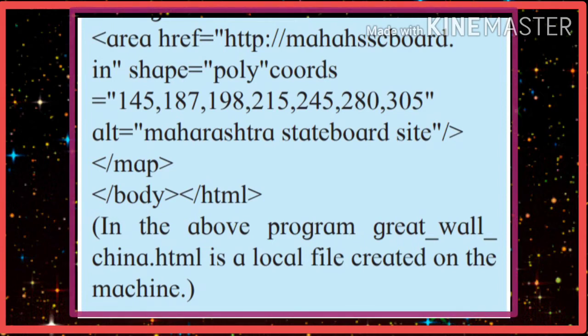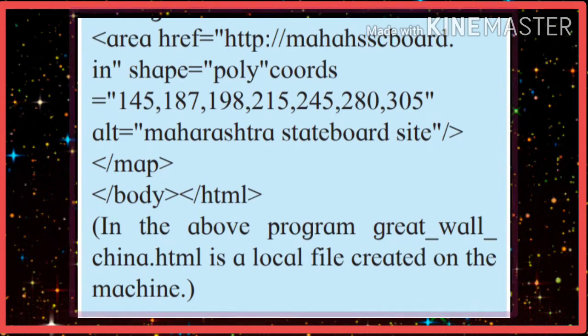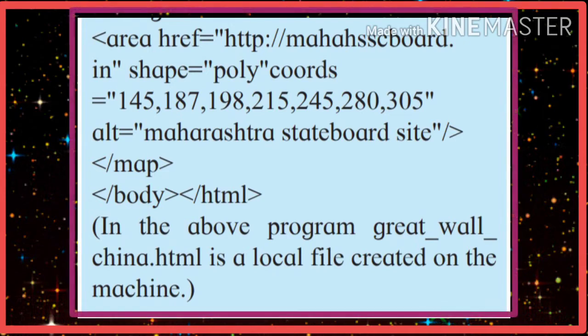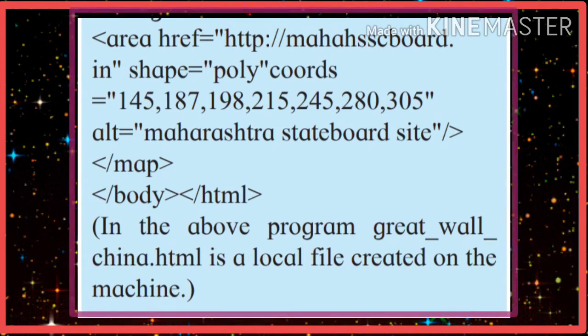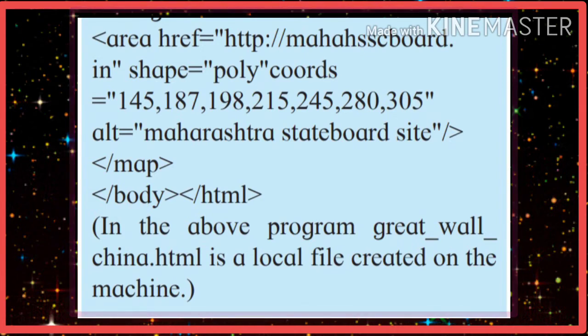This area tag also contains 3 attributes: href, alt and coords. Here, the value of href attribute is mahasscboard.in website. Means when you click this polygon area, you will get Maharashtra SSC board website. Then close the map tag, body tag and HTML tag.